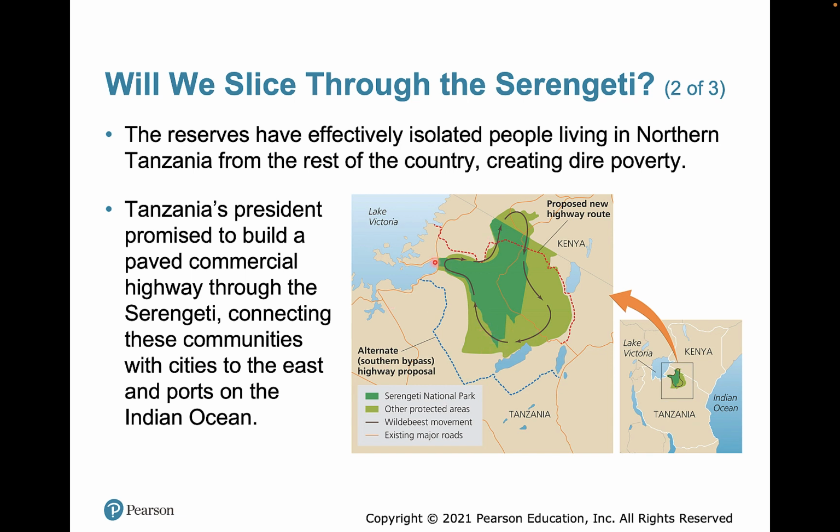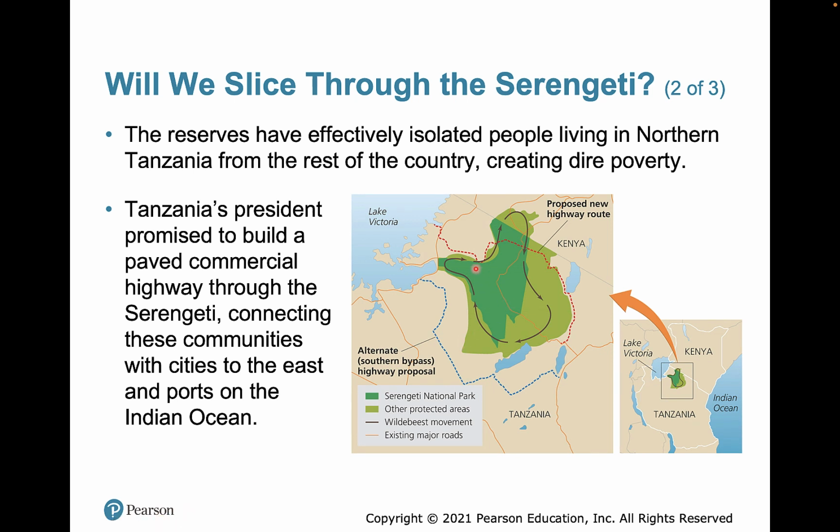Okay, so when they set this preserve aside, it has isolated these people in this part of Tanzania. They can't really get through major roads, so there's a lot of poverty up here. So the president of Tanzania said, hey, let's build a road. So let's cut this red road right through here to connect the people over here to like things over here.